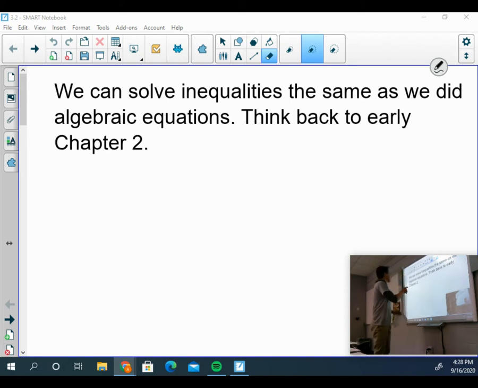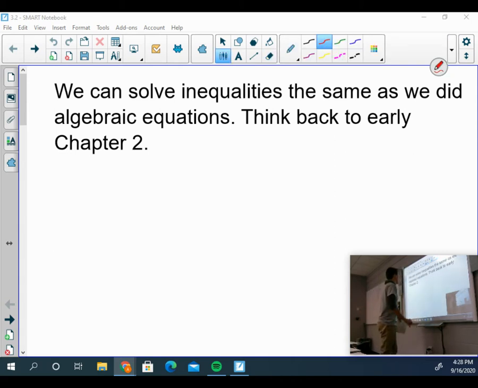The beauty of this is we can solve inequalities the same way as we did algebraic equations. I want you to think back to chapter 2. In 2.1 through 2.4, we solved different types of algebraic equations. We went from 1-step to 2-step, to variables on both sides, to 2.6 where it was all variables. We're kind of going to do the same thing here with inequalities.